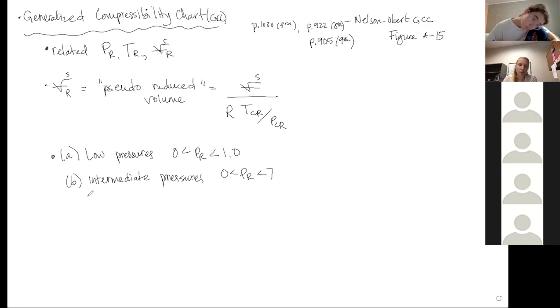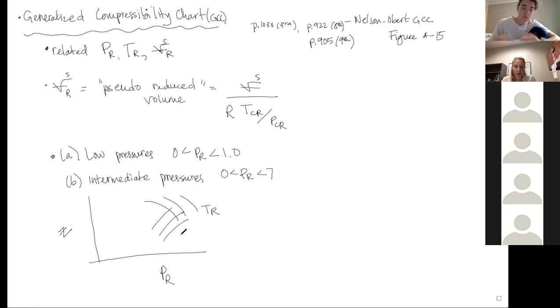The way that this chart is oriented is we have our compressibility factor on the Y, we have our reduced pressure on the X, and then going this way, we have our reduced temperature, and going this way, we have our pseudo-reduced specific volume.